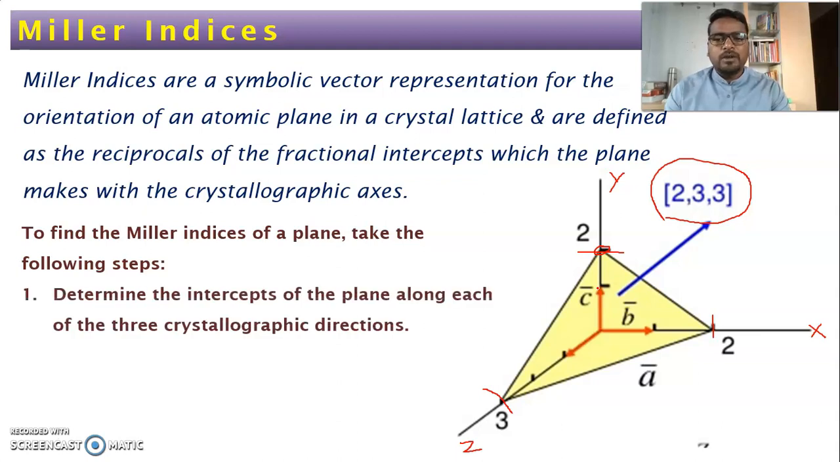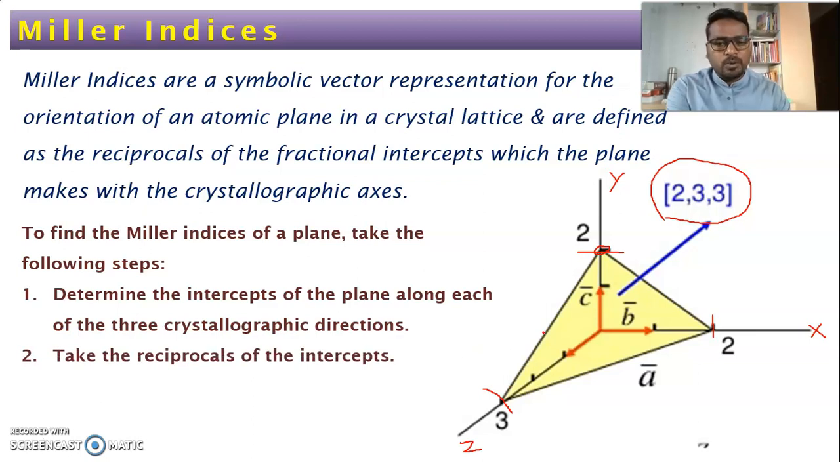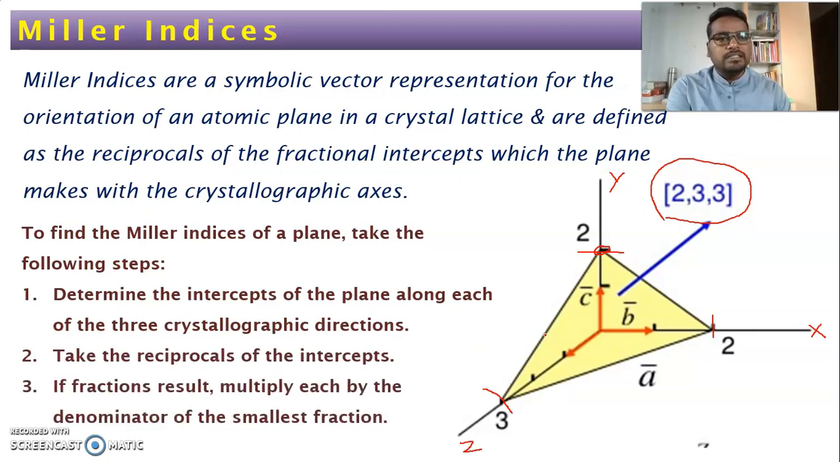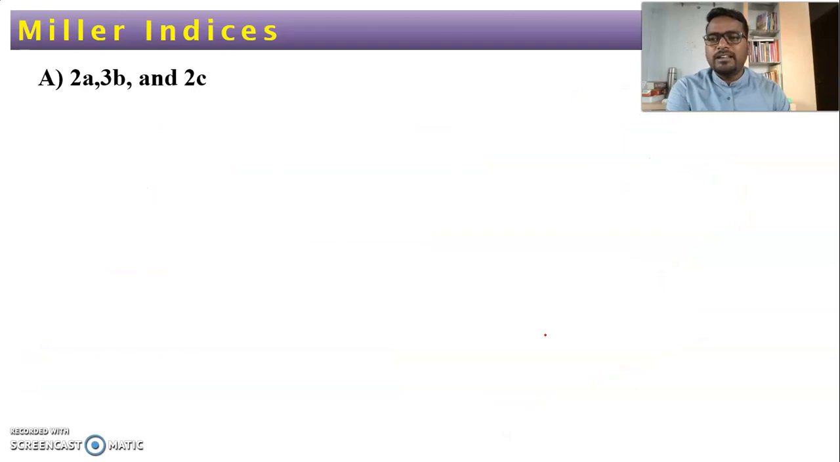First we determine the intercepts of the plane along the three axes, that is along the x-axis, y-axis, and z-axis. First we determine at what point it intersects, and next we take the reciprocal of the intercepts. Then these reciprocals are simplified by taking the LCM. So let us see a particular example.